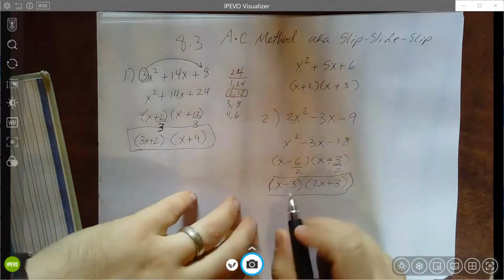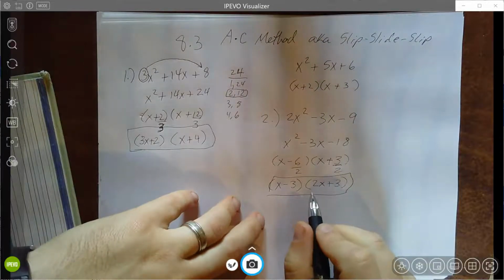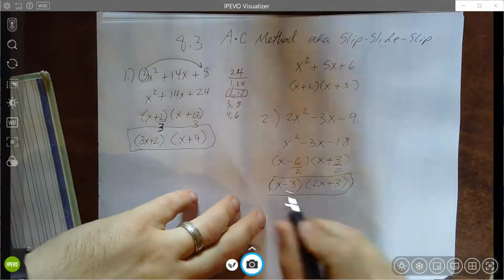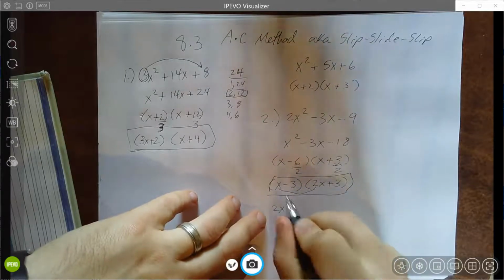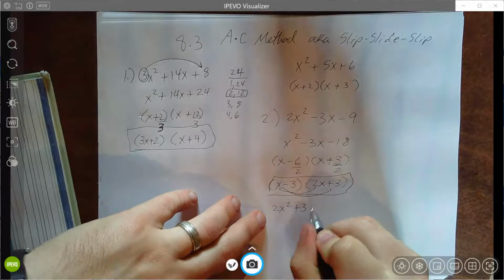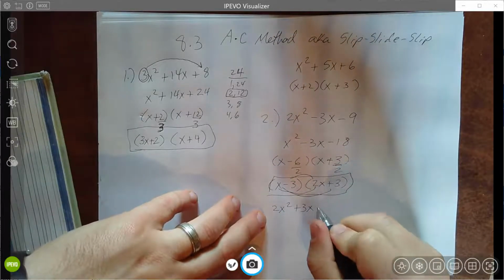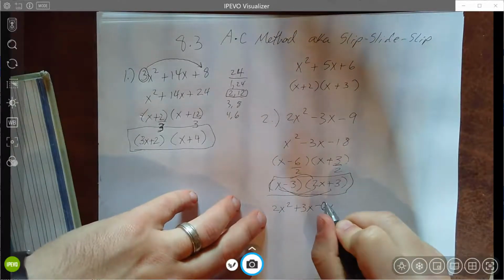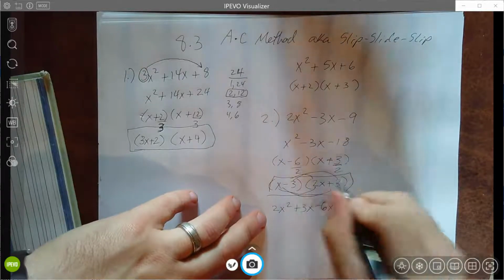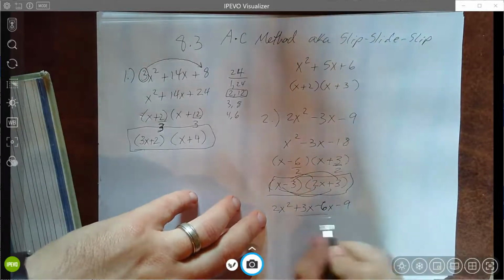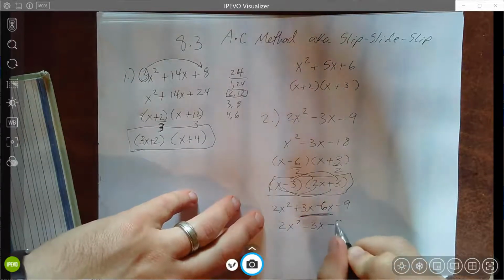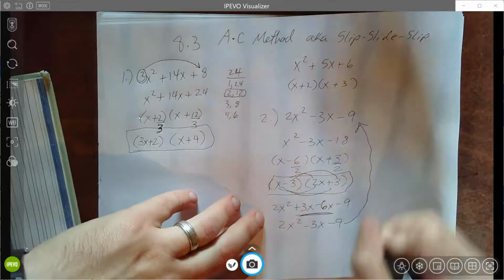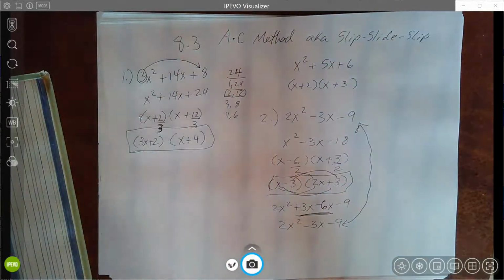Let me just show you one time that you can check yourself to see if you've done this right. You can distribute or FOIL this. So x times 2x is 2x squared. X times 3 is plus 3x. Negative 3 times 2x is negative 6x. And negative 3 times 3 is negative 9. Combine these like terms in the middle, we get 2x squared minus 3x minus 9, which matches up with what we started with. So that's how we can know that we did factor it correctly.